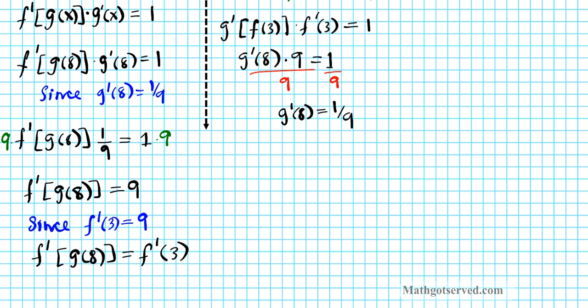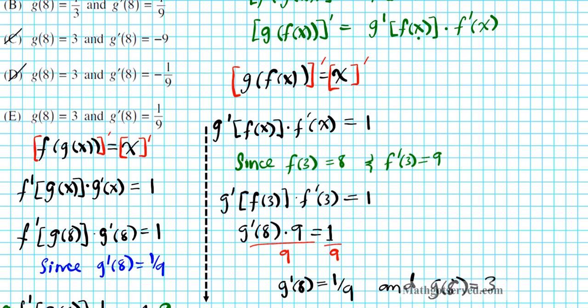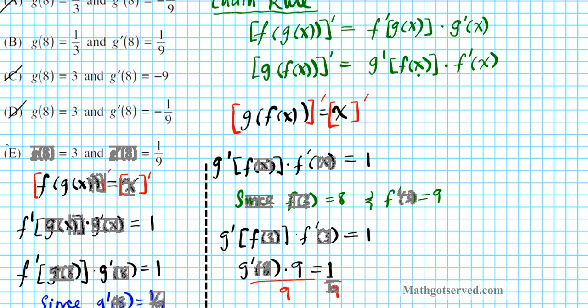What does this follow? You see, what is the input of f prime? g of 8 is equal to 3 because that's the argument for the derivative of f. So that simply follows that g of 8 is equal to 3. Okay, so g prime of 8 is 1/9 and g of 8 is equal to 3. Our answer is option letter E.